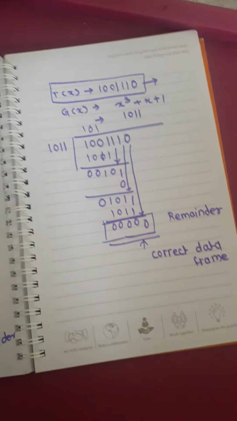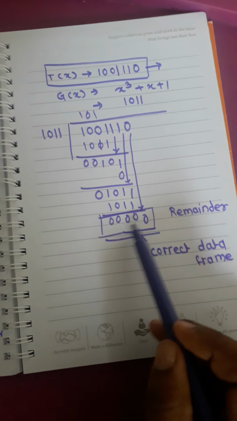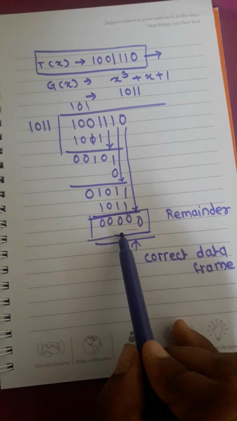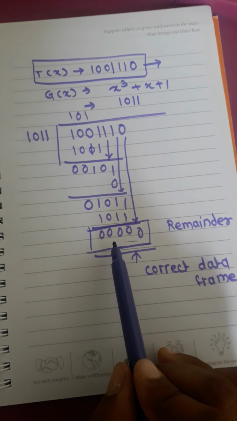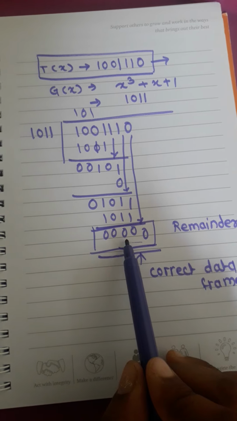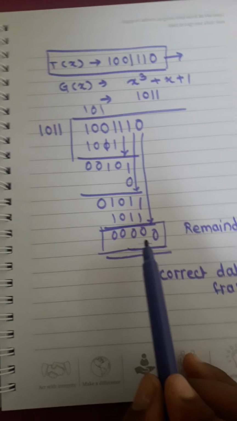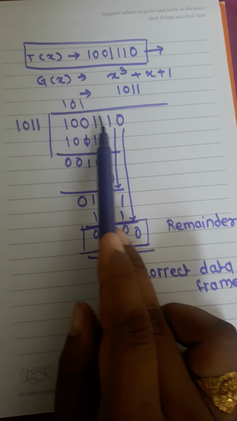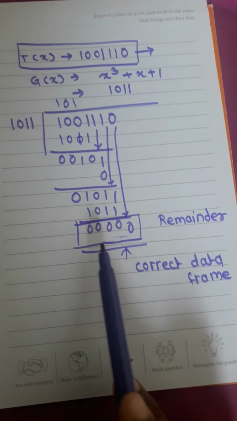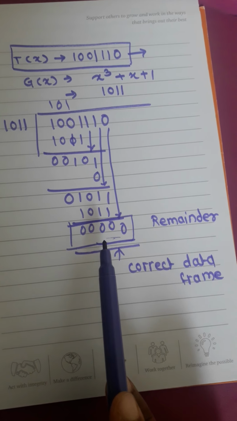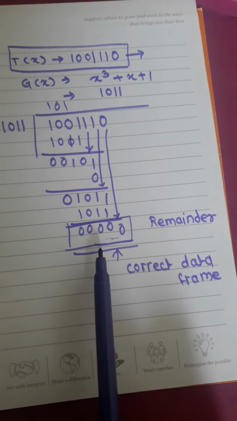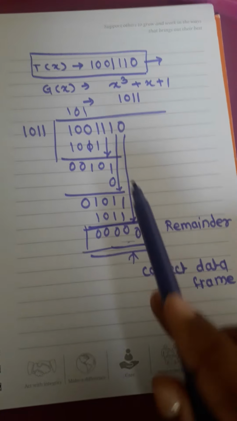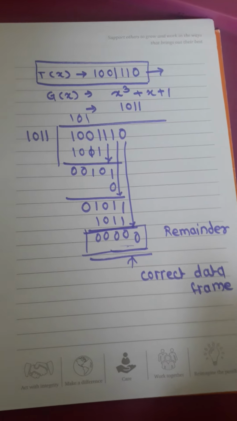Clear? Suppose after performing this operation, if any one non-zero element is available in the remainder bits, that means something has gone wrong in the transmission between the sender and the receiver, noise has occurred, and because of that a bit has been changed from 1 to 0 or 0 to 1, and because of that the remainder will come non-zero. In that case the receiver will identify that I have not received the correct data, so the receiver will just drop this data. It will not transmit it to the network layer at the receiver side.